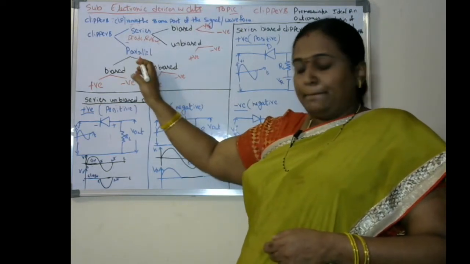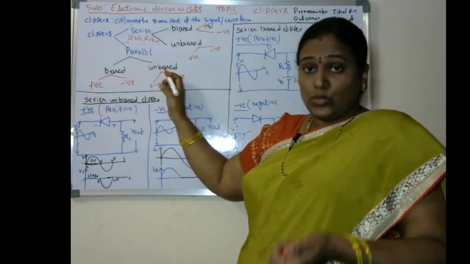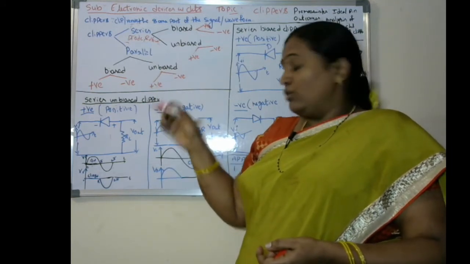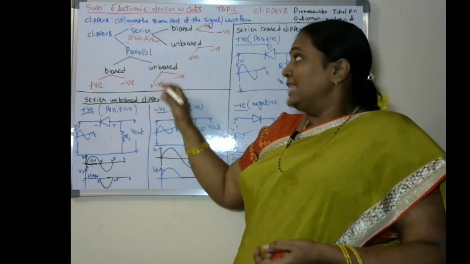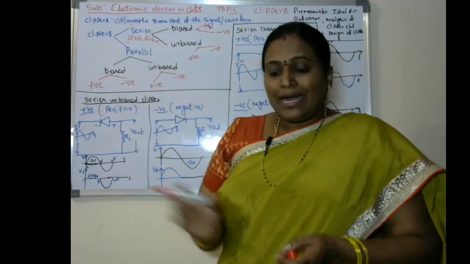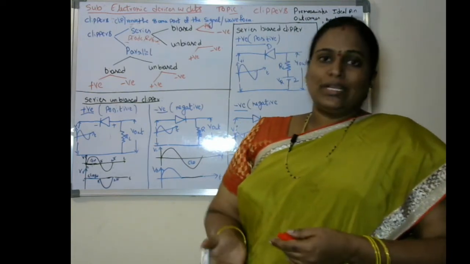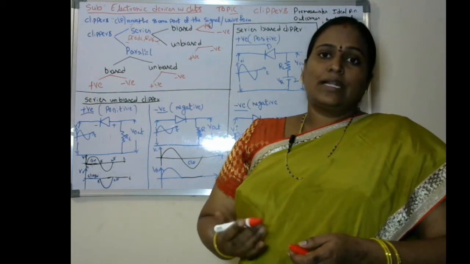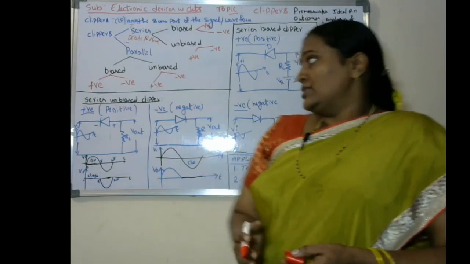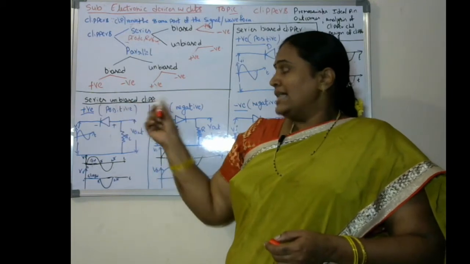If the diode is connected in parallel and I am not using any external reference voltage and it is clipping the positive part of the voltage signal, then it will be called a parallel unbiased positive clipper. So which part is it removing? If it is removing the positive part, it will be called a positive clipper. If it is removing the negative part of the signal or negative voltage level of the signal, it will be called a negative clipper. So the first one we will discuss is the series unbiased clipper.